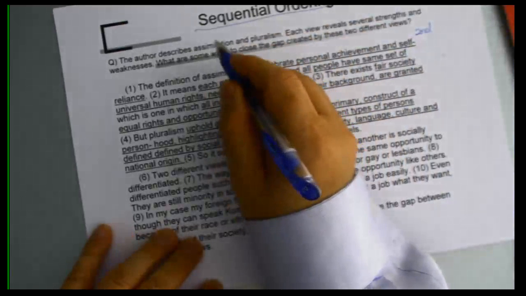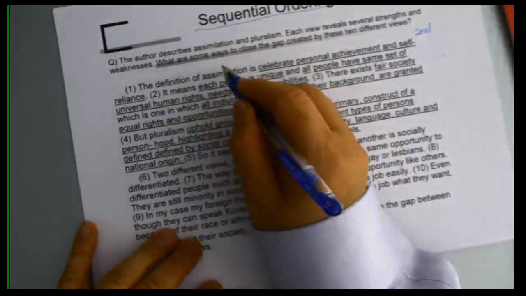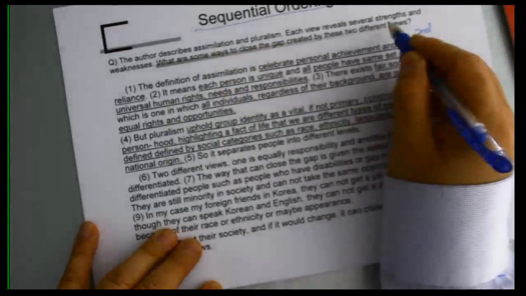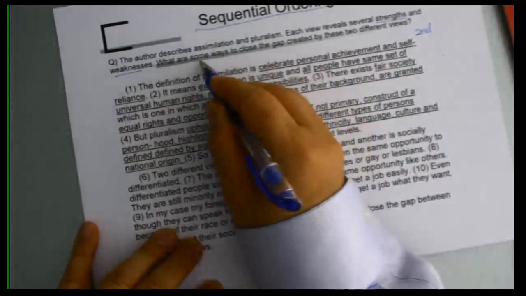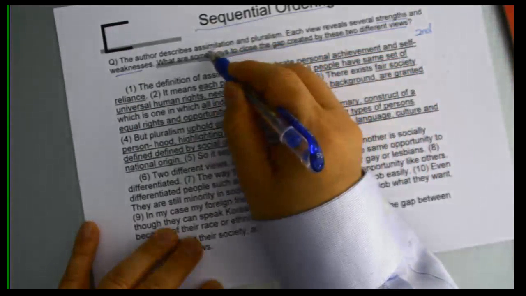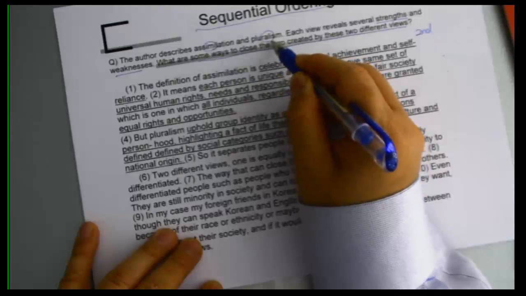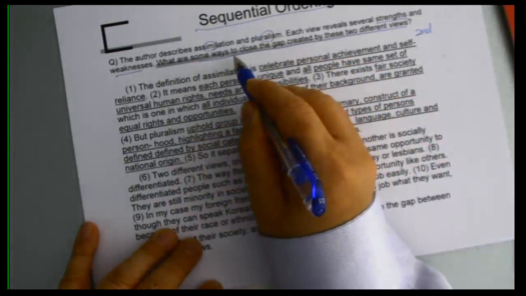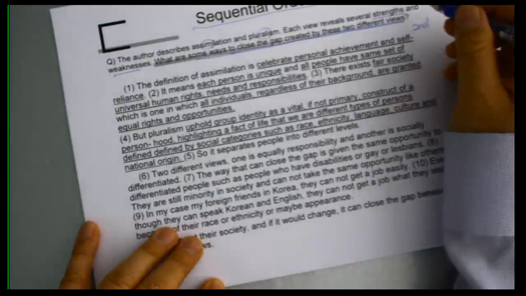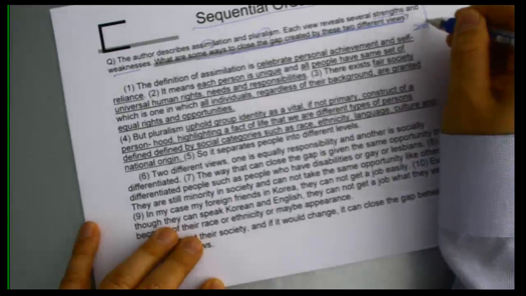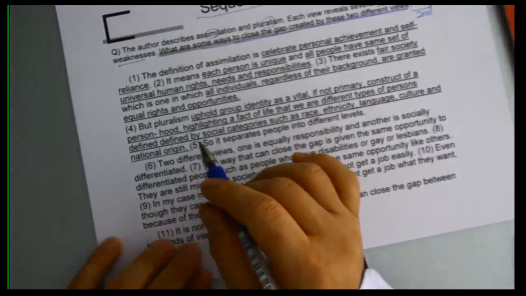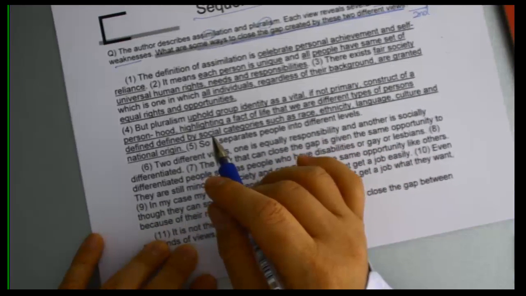In this writing, I asked students to identify the strengths and the weaknesses and what are some ways to close the gap created by this different view. So there's a theory called assimilationism and pluralism. They are supposed to talk about how to close the gap in this writing assignment. Let's see how this particular student decides to write.